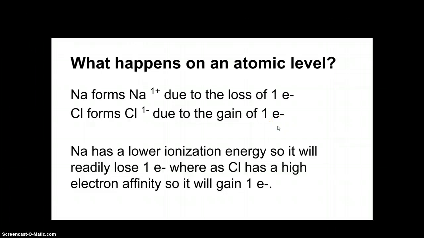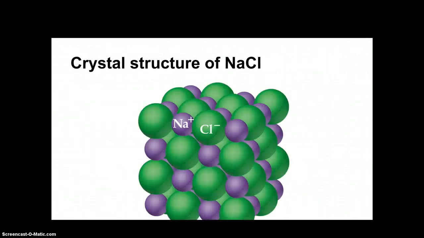Now, in our last chapter and in the test we just took yesterday, we know that sodium has a lower ionization energy than chlorine does, meaning it's going to readily lose an electron. And we know that chlorine has a much higher electron affinity, so it's going to gain an electron. So really, this is what happens when this whole process occurs.